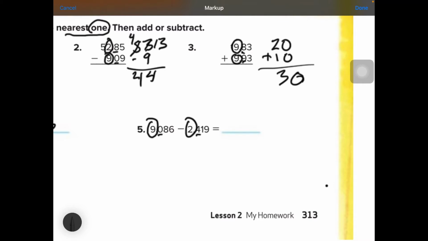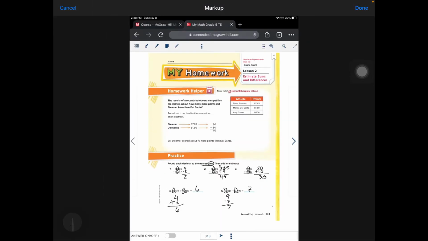Number 5, this is the ones category right there. That 0 is going to keep the 9 at a 9. And that 4 is going to keep the 2 at a 2. So then we have 9 minus 2 is 7. Okay, that's what your answer sheet should look like. Join me on page 313.